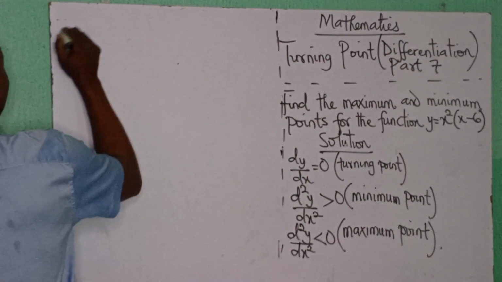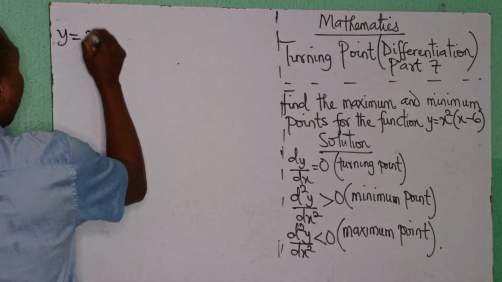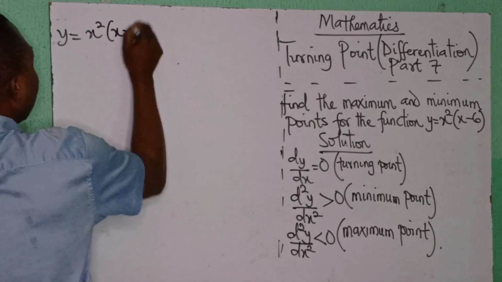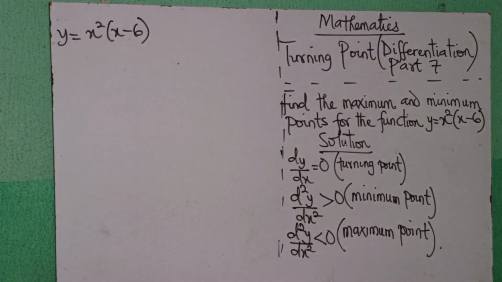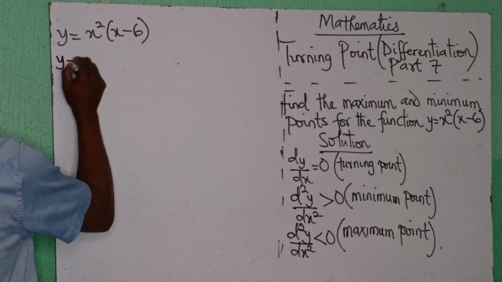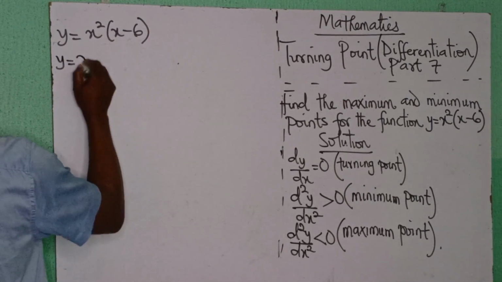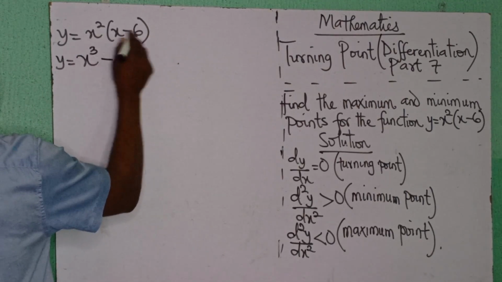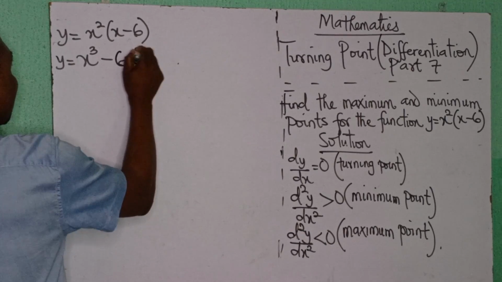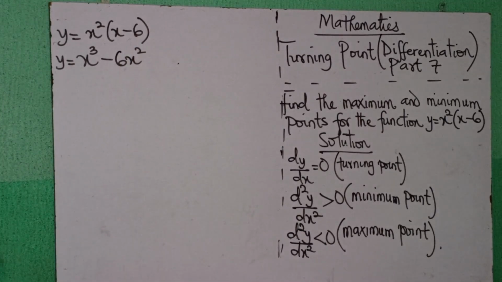From this question, y equals x squared bracket x minus 6. The first step here is to open the bracket. So after having y equals x squared times x will give us x cubed. x squared times 6 will give us 6x squared. Now, the second step here is for us to differentiate.